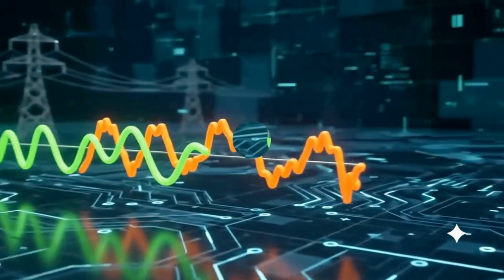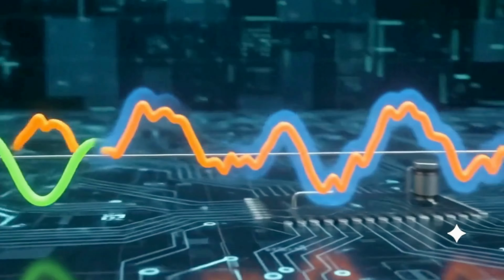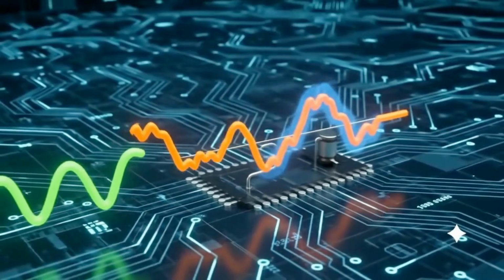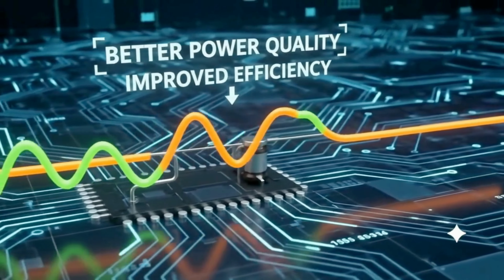When voltage and current are misaligned, power is wasted. PFC solves this by adjusting the current waveform. This leads to better power quality and improved efficiency.